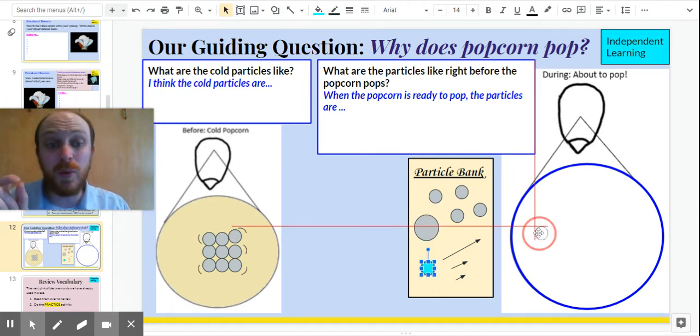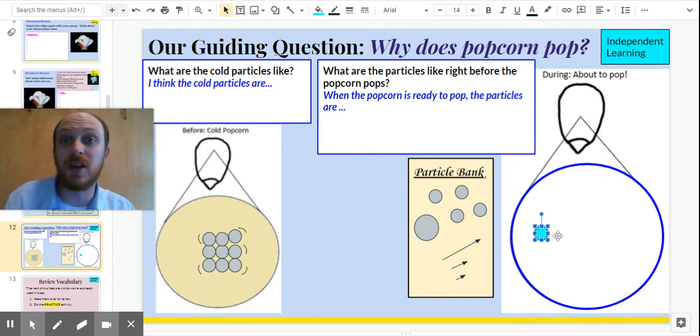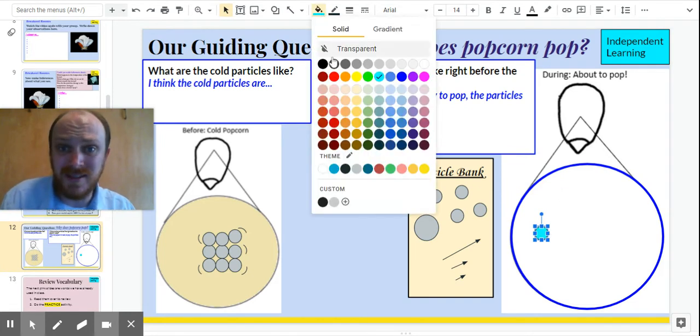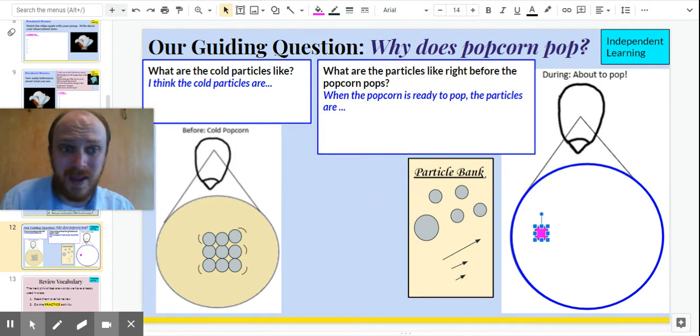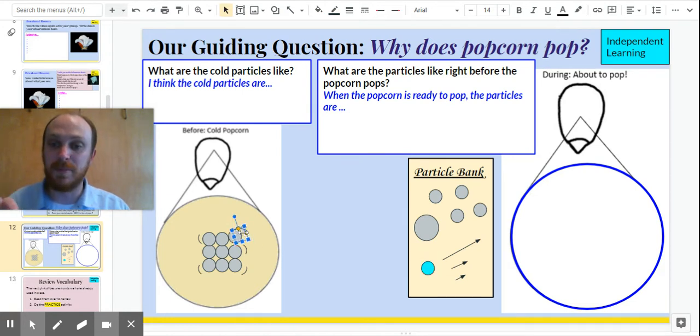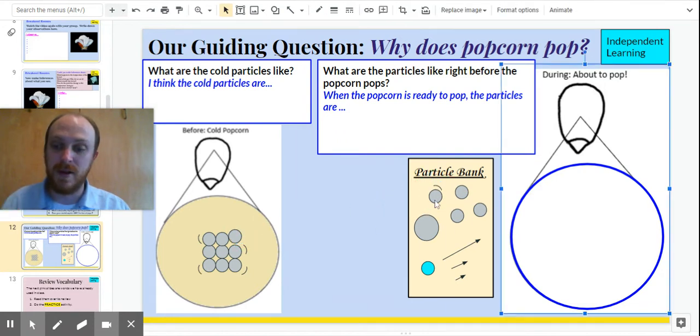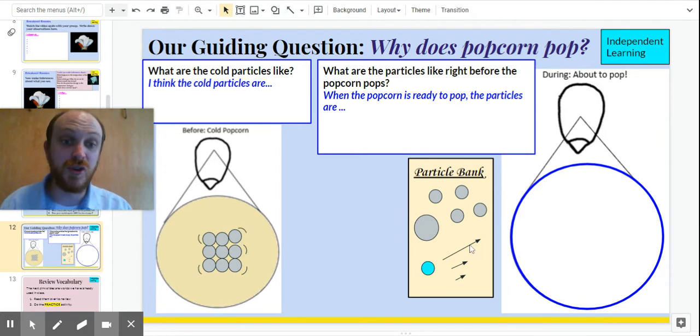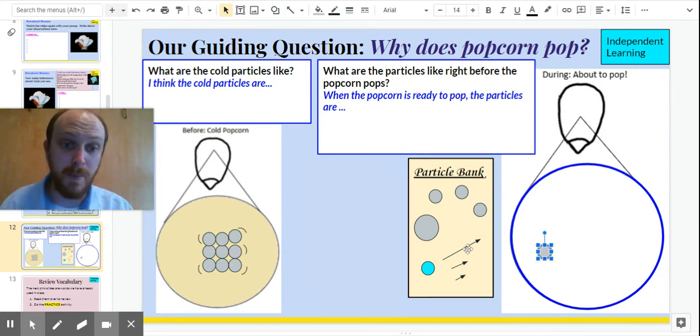So maybe one way you could show that they've changed is by changing the color. I use blue, but click on this, make it red, make it pink, whatever you want. Maybe you want to show that they're moving. Maybe if you want to show them vibrating, you can always just copy and paste or drag these over there to show them vibrating. Now this one's vibrating. See, look, it's vibrating.